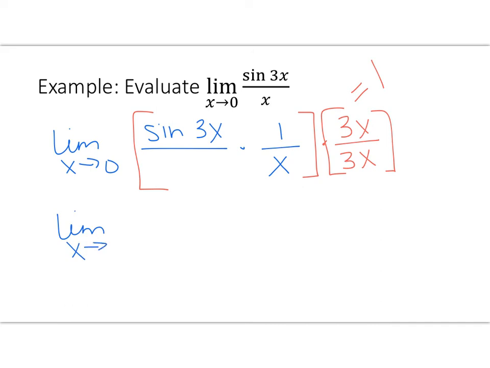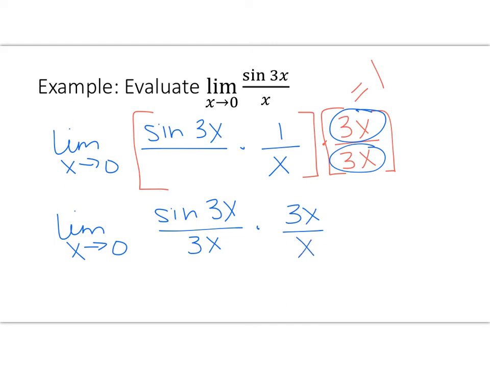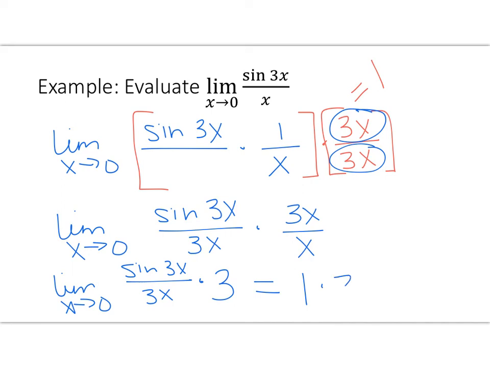So I have the limit as x approaches 0 of sine 3x over 3x, so I kind of moved this one, and I'm moving this one, times 3x over x. I keep simplifying, so I have the limit as x approaches 0 of sine 3x over 3x times 3x divided by x, which is just 3. And I know the limit of sine 3x over 3x is 1 times the limit as x approaches 0 of 3, which is 3. So this limit is just equal to 3. So my final answer here is 3.